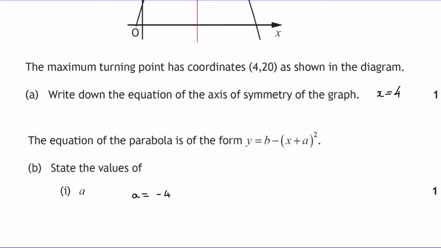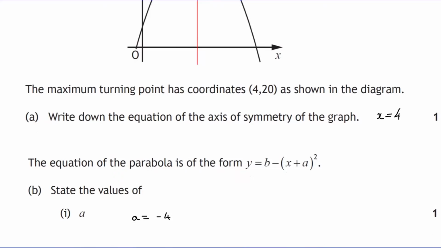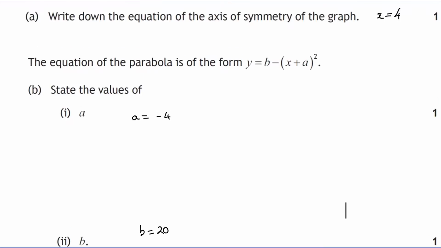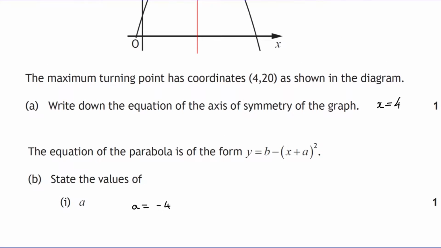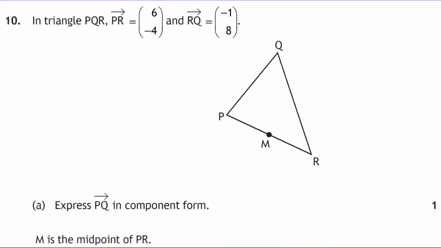Easy way to remember that is just the bit in the bracket always changes. Outside the bracket, we've got the b term. The b term is your y coordinate, and that's just going to be 20 here. So b equals 20. Okay, so the bit outside the bracket always stays the same. Sign for the sign.